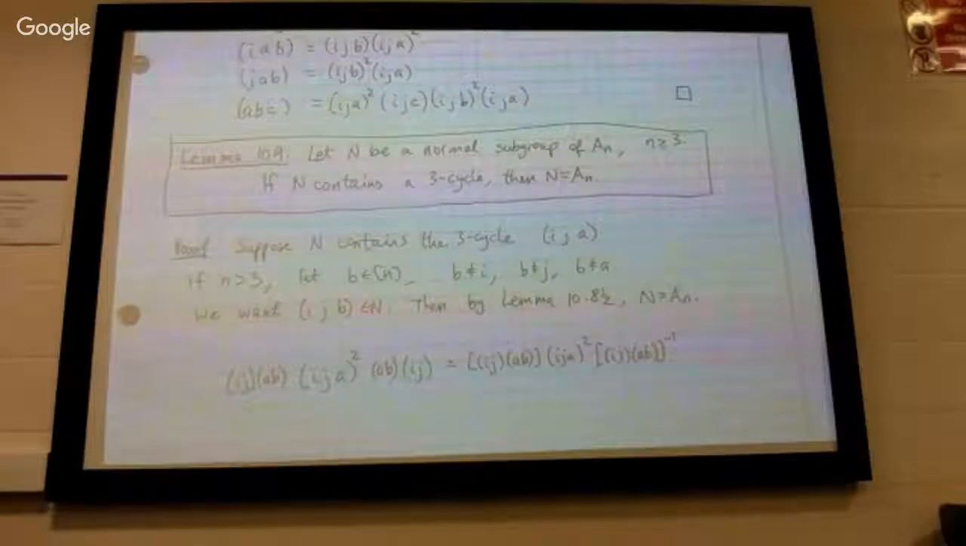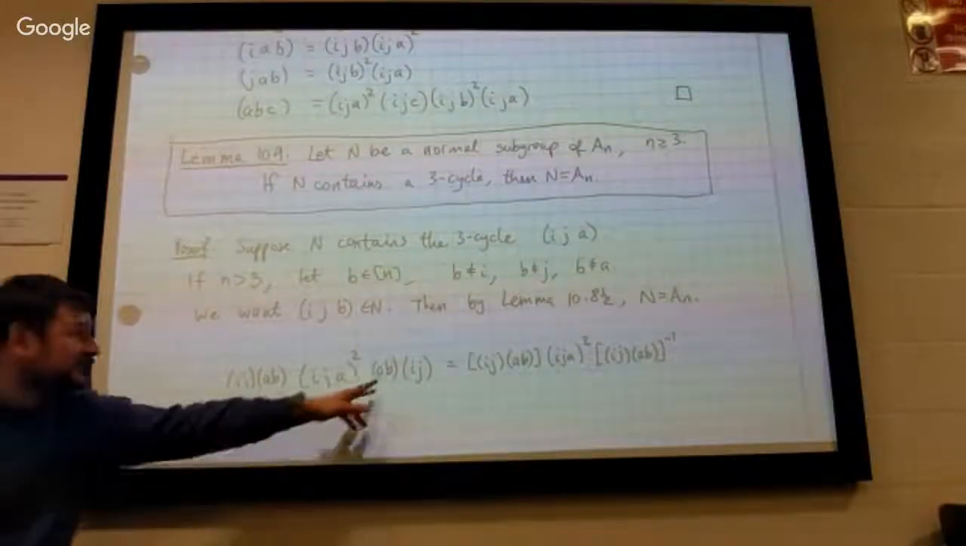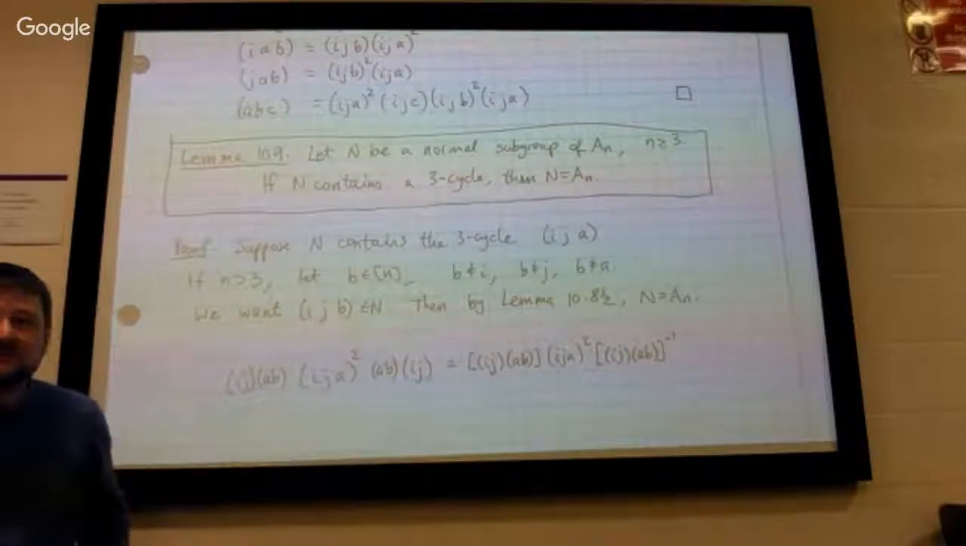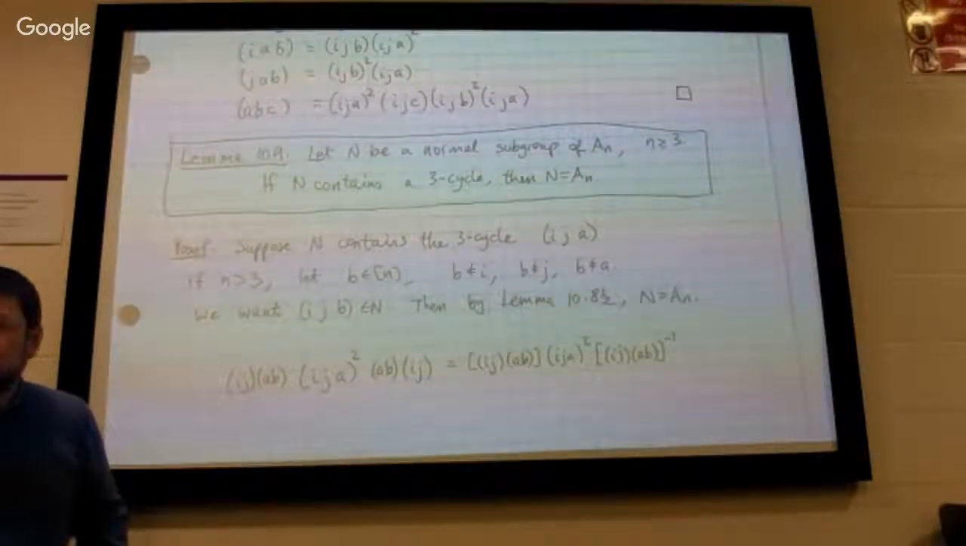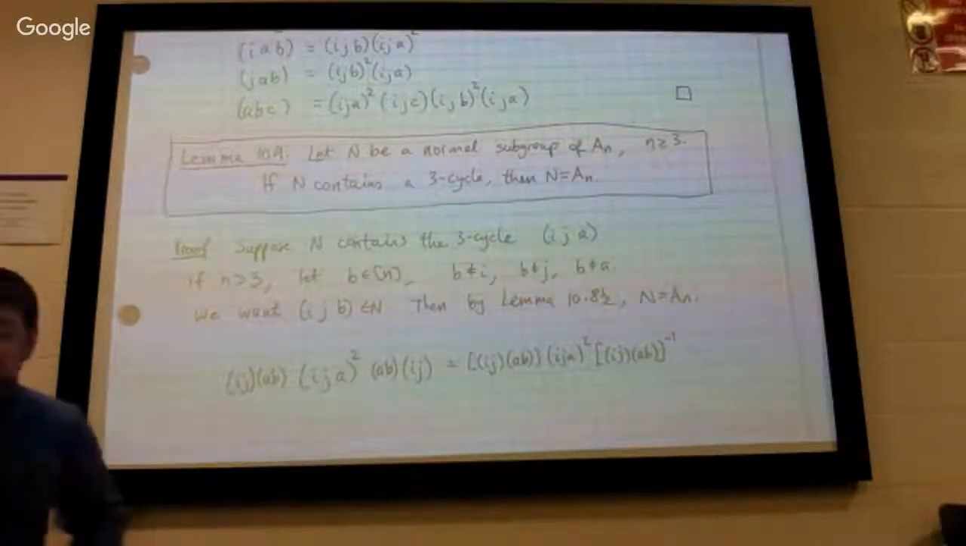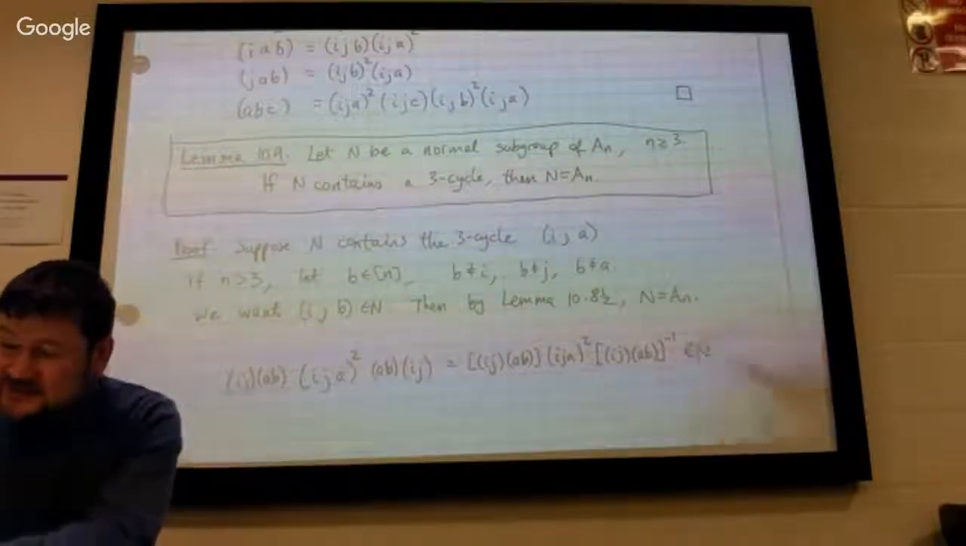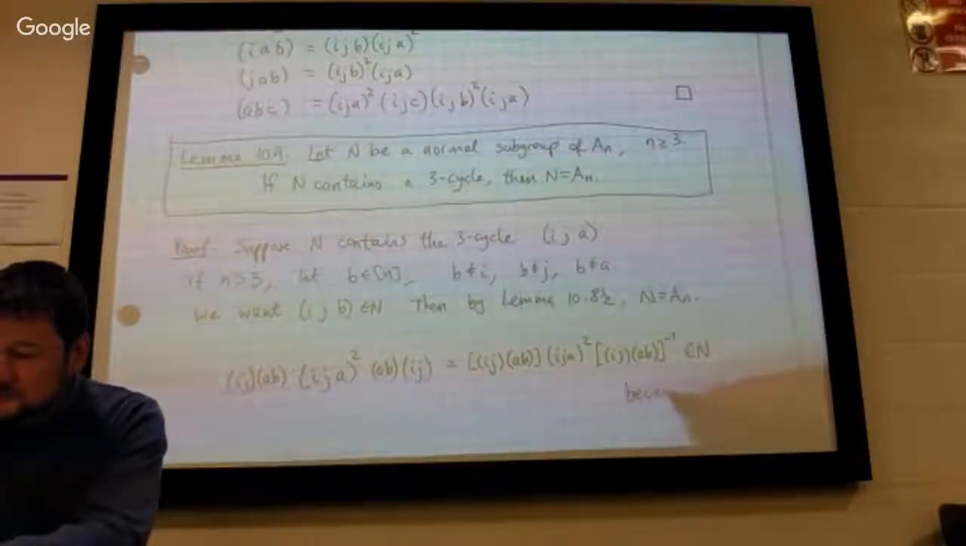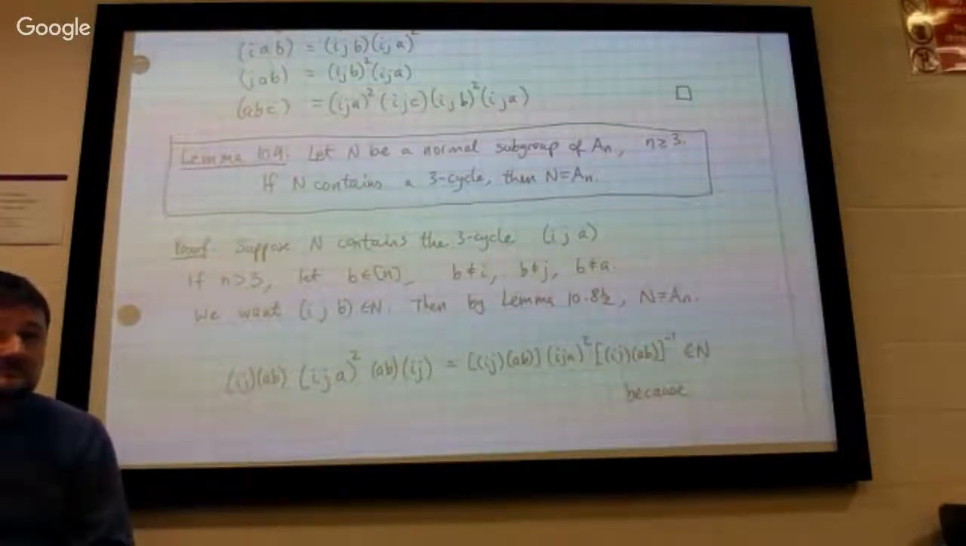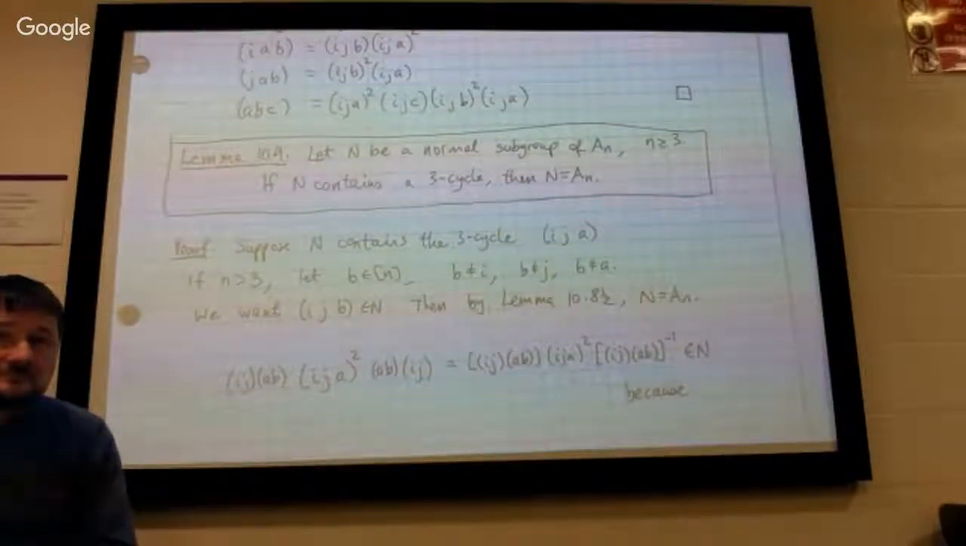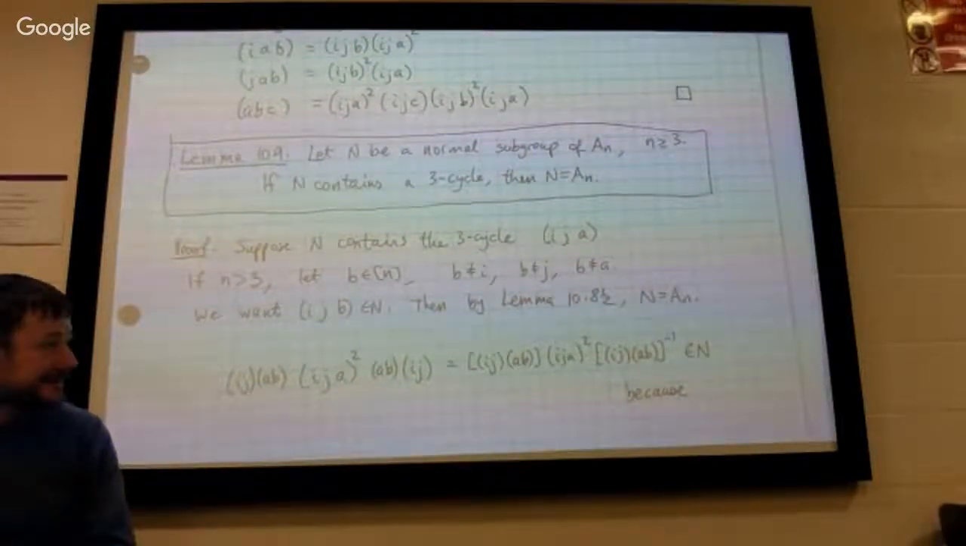In fact, we don't have to swap them because they're disjoint, so we can change this order. However, this is in N. Why is this in N? Because the inverse, I mean, the conjugate will send anything else that wasn't in the center back into it.